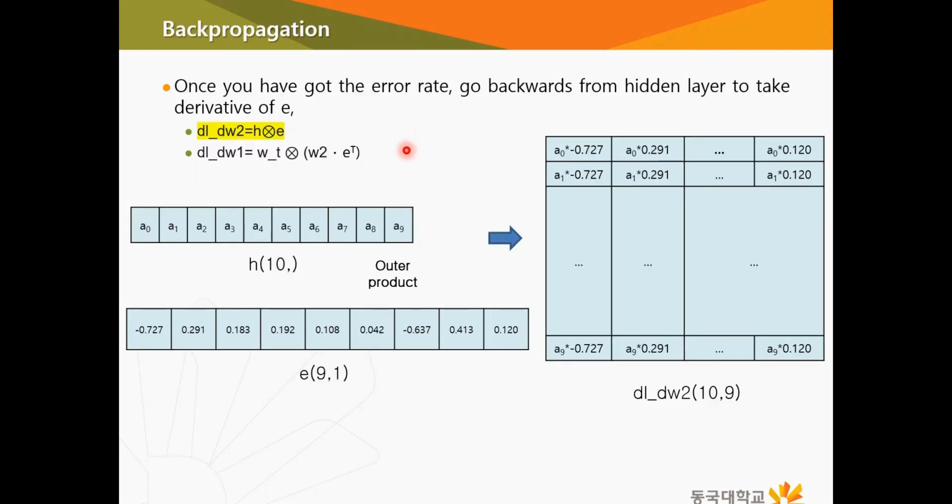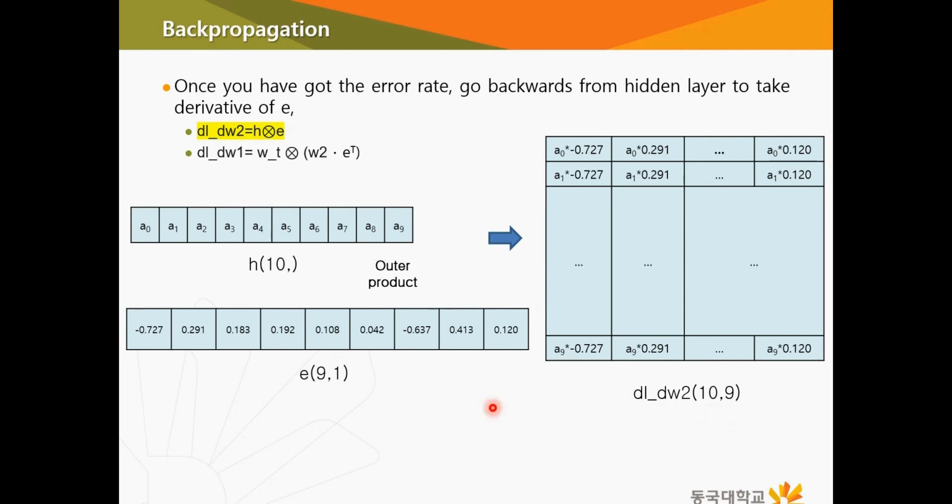Once you have the error rate, you take the outer product of the hidden layer and the error rate and store it in delta W2. It is called backpropagation because you are going backwards to take the derivative of the error rate. If you look at the diagram, the hidden layer is of shape 10 and the error rate is of shape 9 by 1, and if you take the outer product, it will return a matrix of 10 by 9.